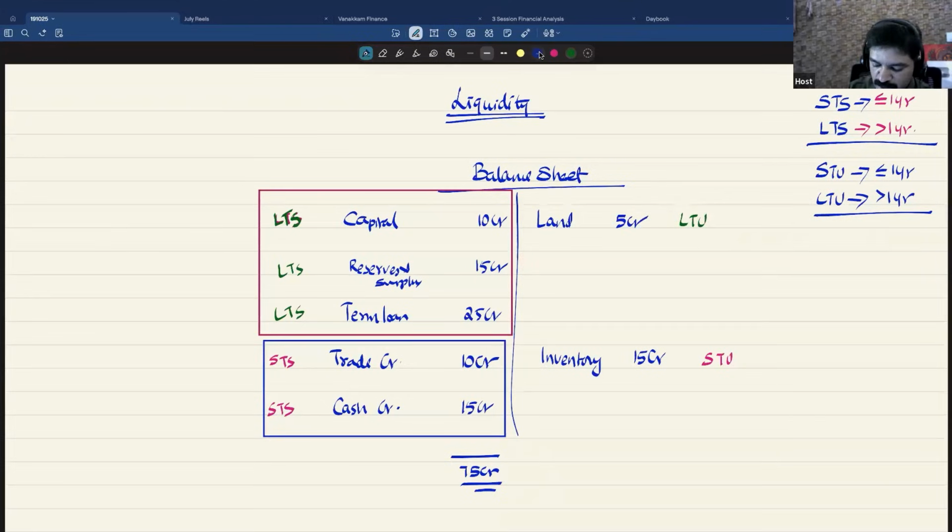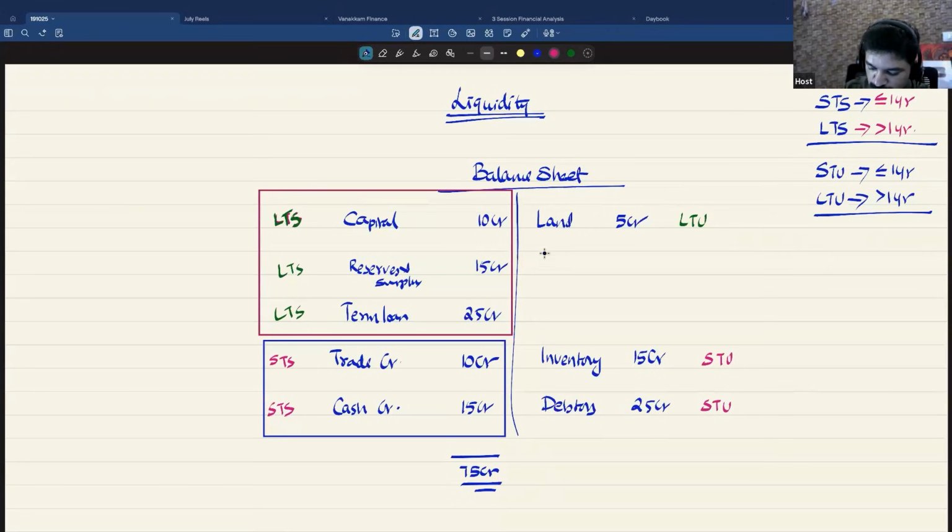I'm also giving credit to the customers. I call them debtors. That is around 25 crore. They will pay me in 90 to 120 days. So is it short term or long term? It is short-term use. Okay.